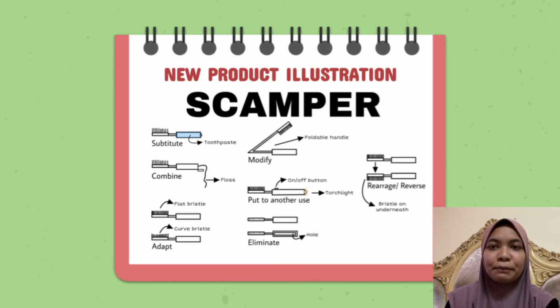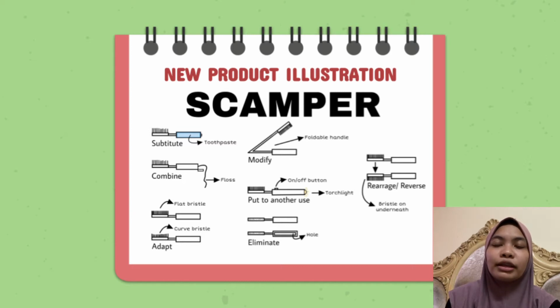Lastly, for the Scamper, here is the new product illustration made by applying the Scamper technique. As we can see, for substitute, the handle will be substituted with the toothpaste tank and can refill toothpaste in it. For combine, the tip has the floss, which will ease the users on not buying too many products and can save money. For adapt, the shape of the bristle will be curved to adapt to the curved teeth.